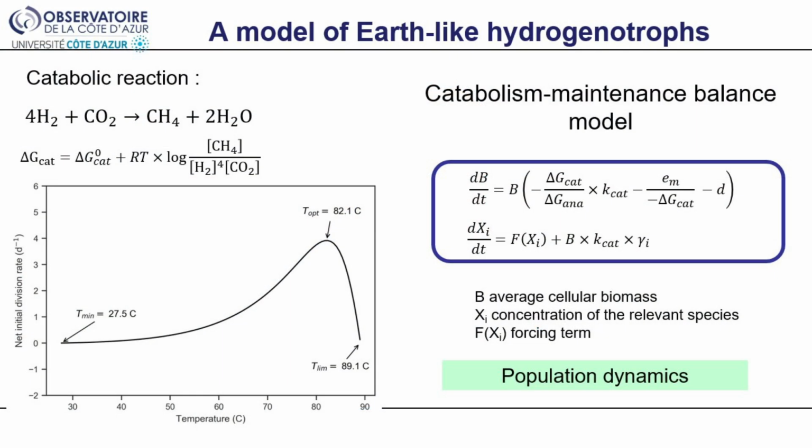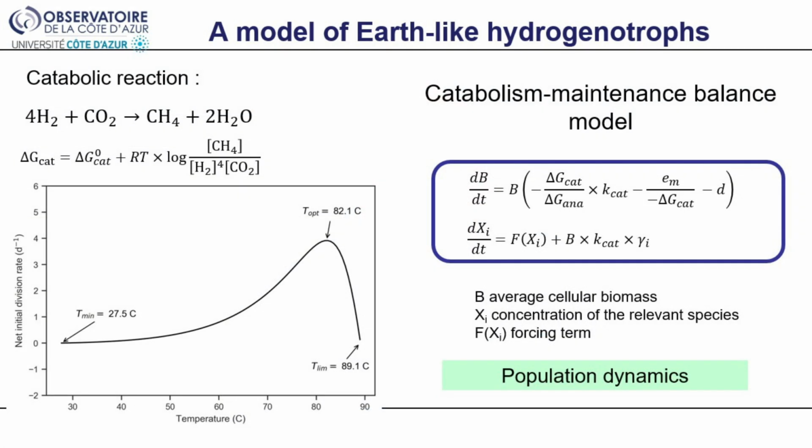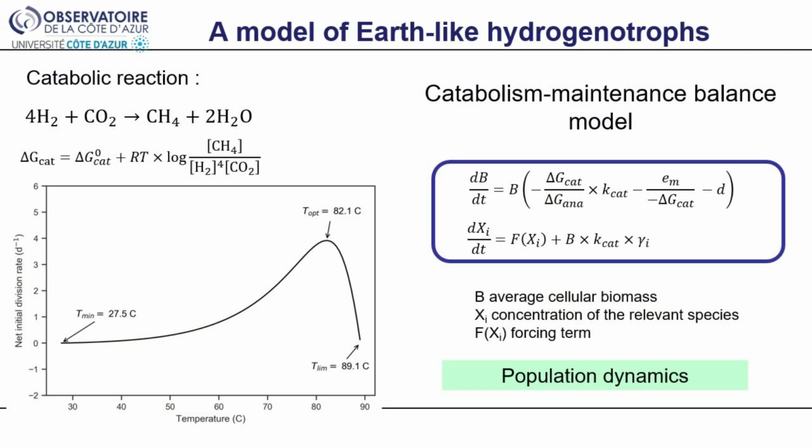And then what you do is you run those models. That's population dynamics. Imagine you have several bacteria interacting. Here you have the average cellular biomass. You see you have all your catabolic reactions here. And I think what is important is that term. You see this is X, Y, so that's the species. So you have a coupled equation for each of those species, methane, CO2, H2. And you see you have a forcing term. Depending on your activity, your biology is going to consume CO2 or H2 and release CH4.